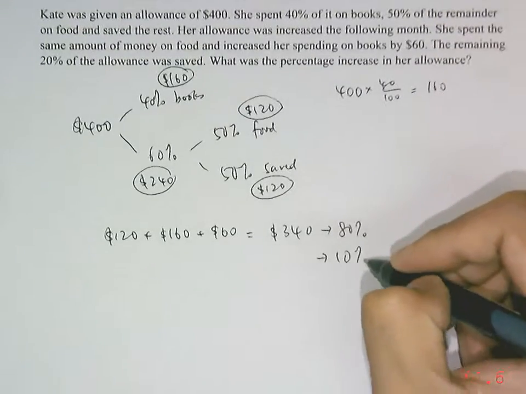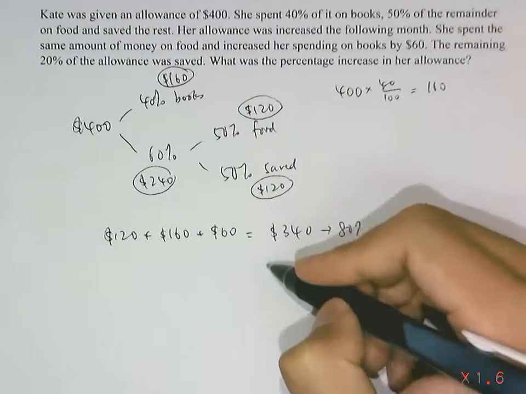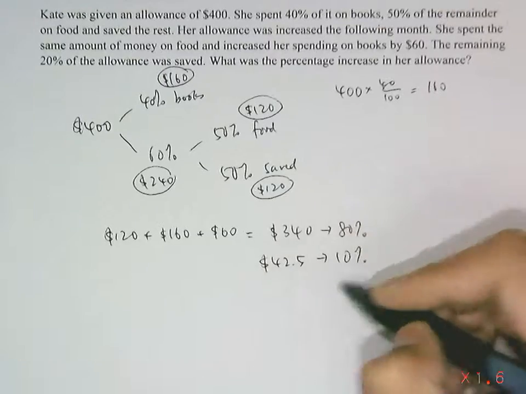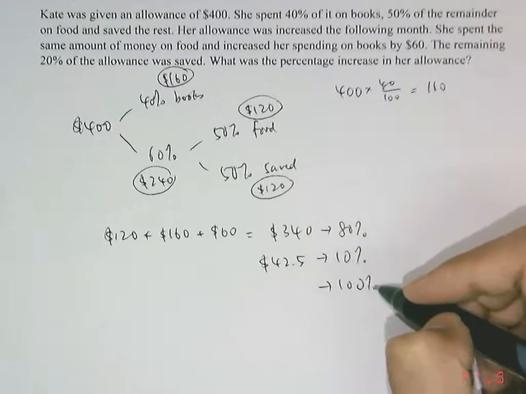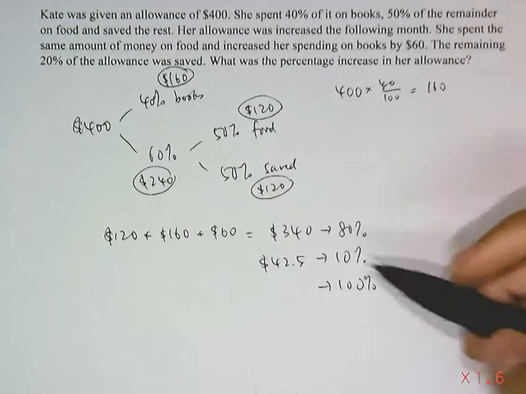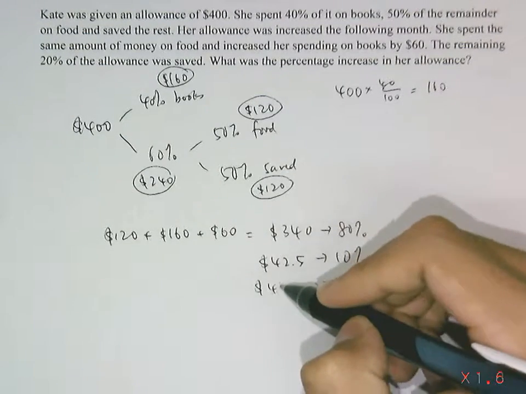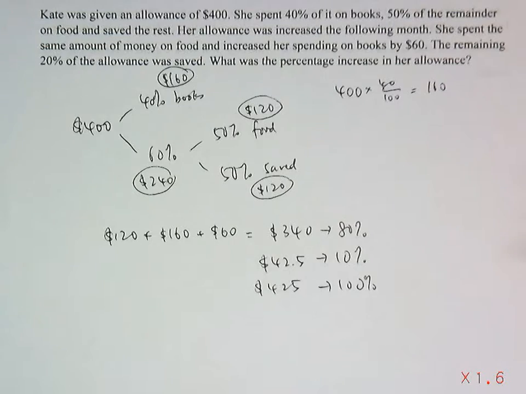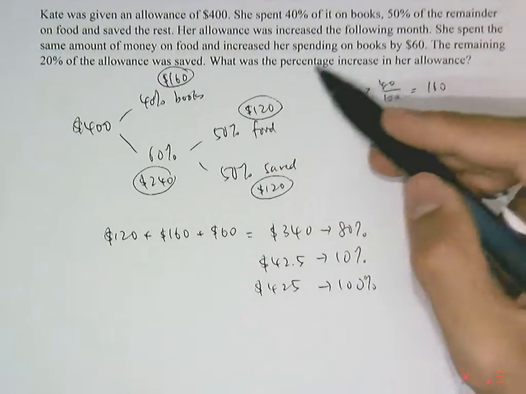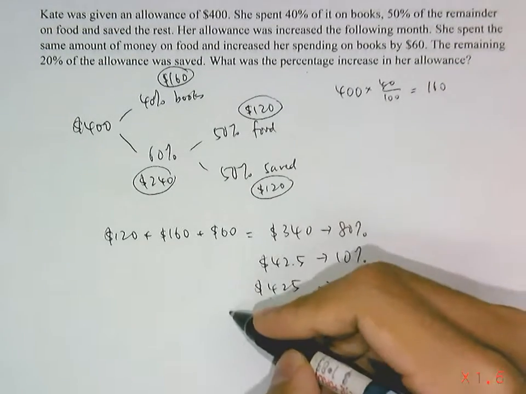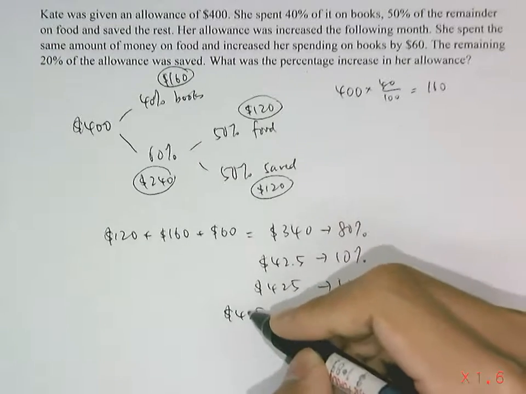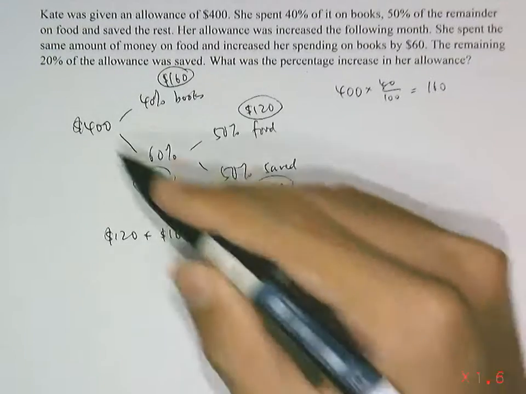From here, we can work out 10% by dividing by 8, and that will give us 42.5. Then we can find 100%, which is her total new salary. So multiplying by 10 throughout, we're going to have $425.